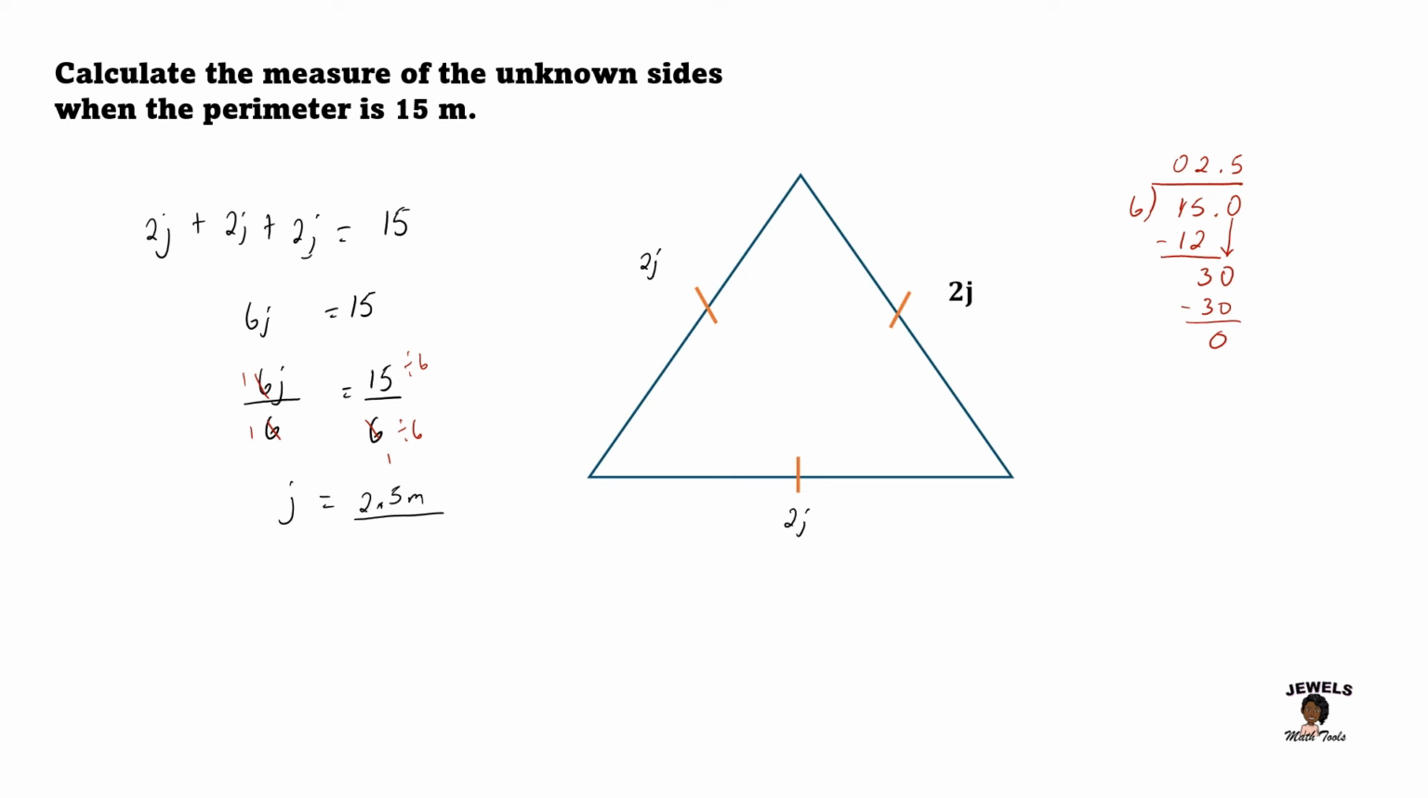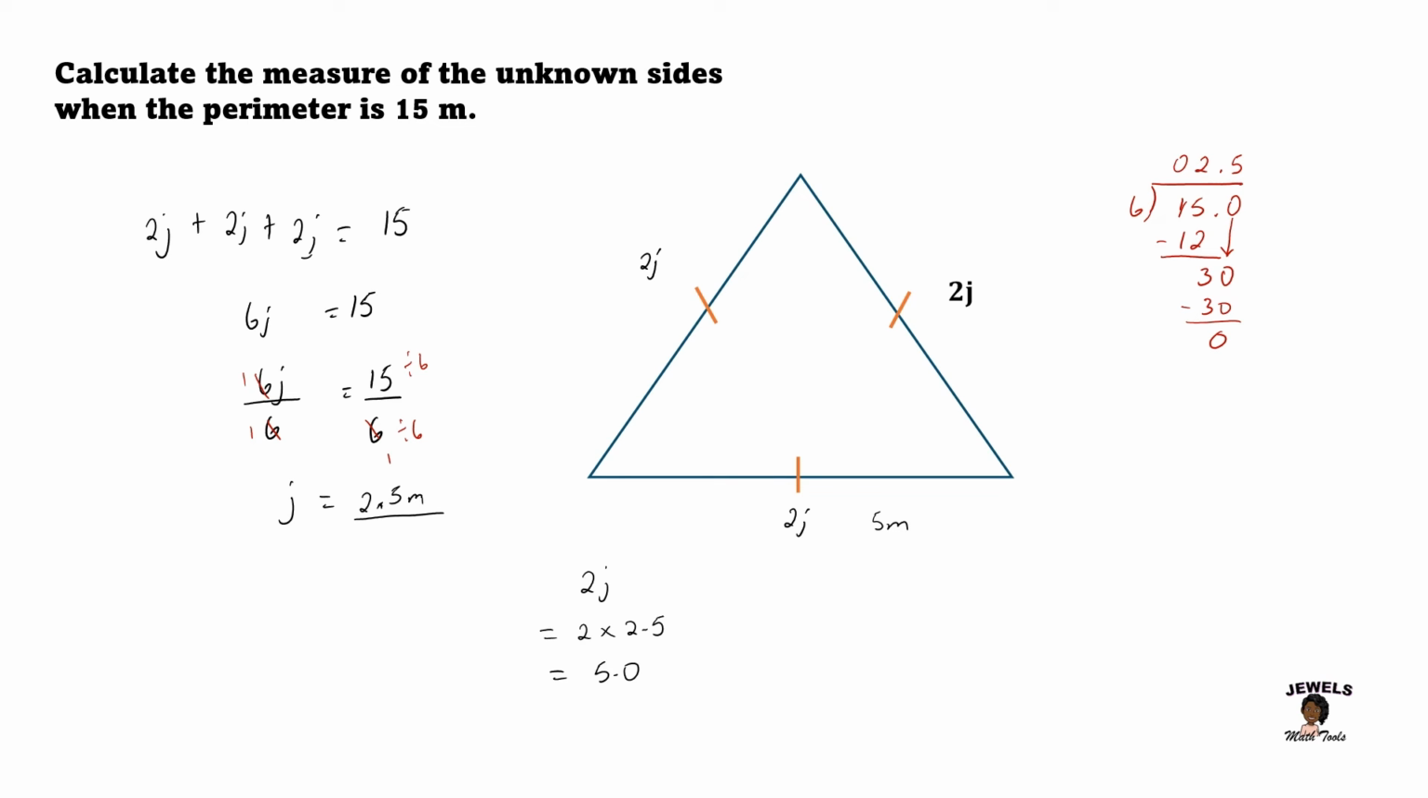Okay, so remember that we have 2j, and if we're saying that j is equal to 2.5, let's calculate the length of each of our sides. So 2j means that our 2 is being multiplied to our 2.5, and when we multiply 2.5 times 2, this will give us 5. So that means that each of these sides is equal to 5 meters.